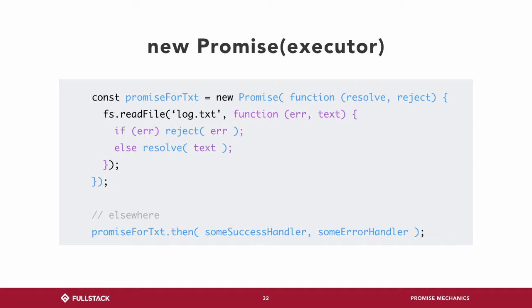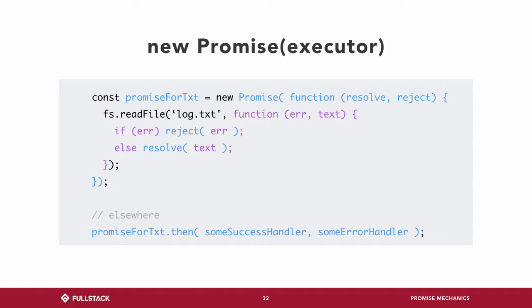One of the things we could do is take a read file which has a callback function and turn it into a promise. In this case, we've got a promise for this file. We're using a promise constructor. We've seen this before in the Bluebird library. Actually, I shouldn't even say the Bluebird library. This is actually in ES6 as well.